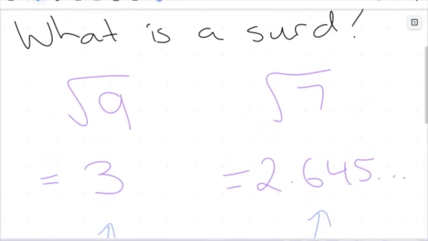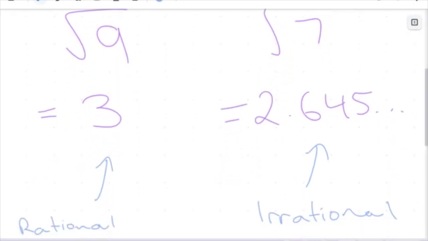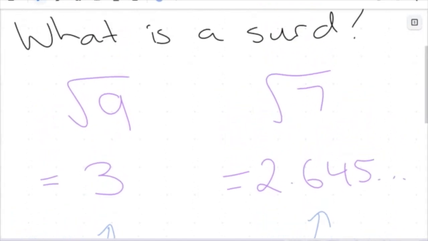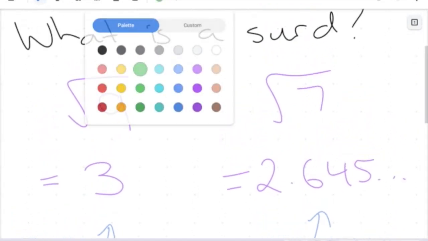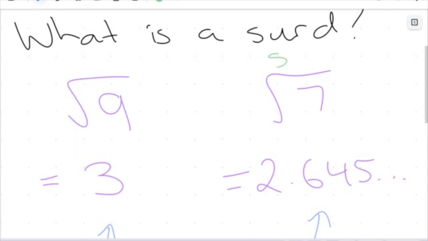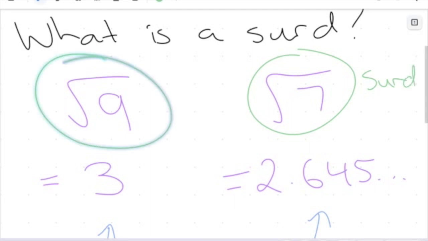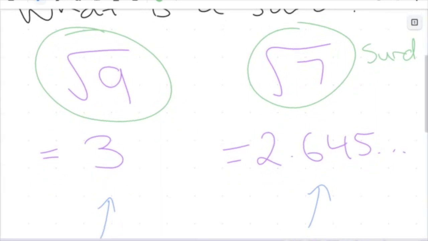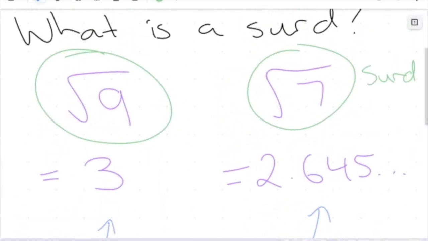So this is where surds come in. So surds are these square rooted numbers which produce an irrational number. So this, for example, is a surd. My square root of 7 is a surd, and my square root of 9 gives me back a rational number, so this is not a surd.